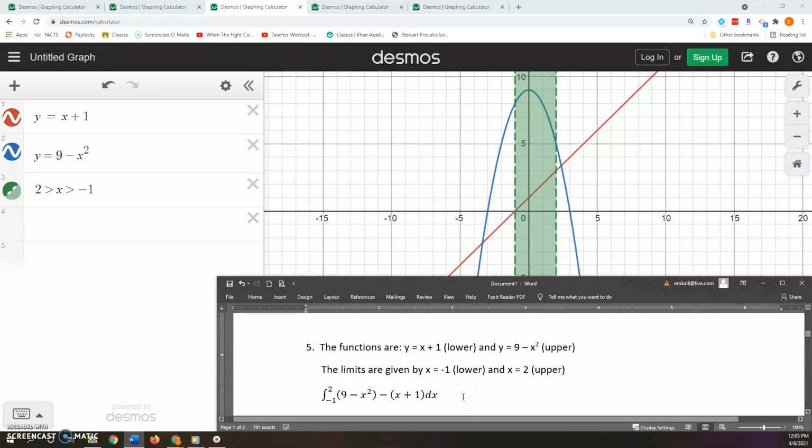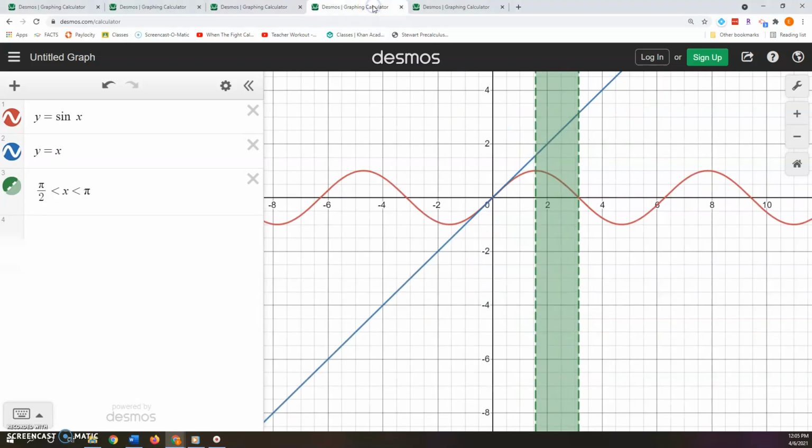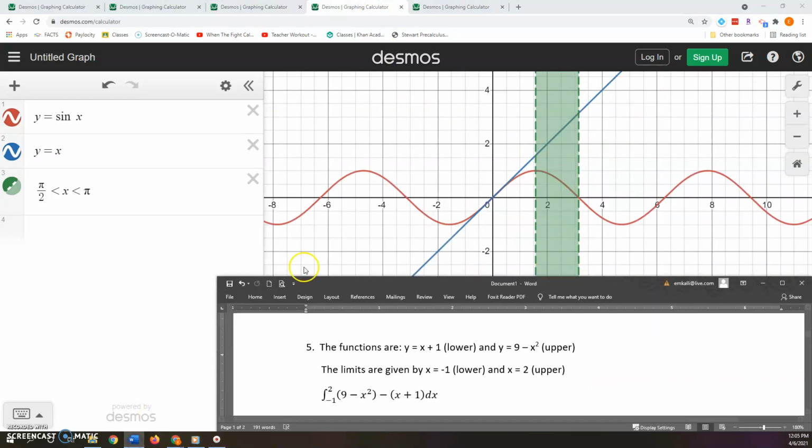Okay, let's look at number 6 next. In number 6, again, they didn't give you the graph. You had to graph it yourself. So I graphed y equals sine x, y equals x, and then they also gave us x equals pi over 2 and x equals pi.